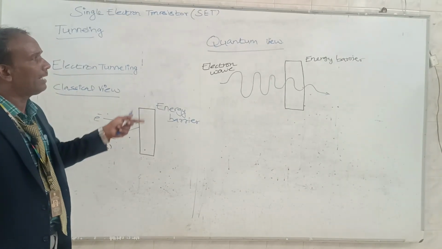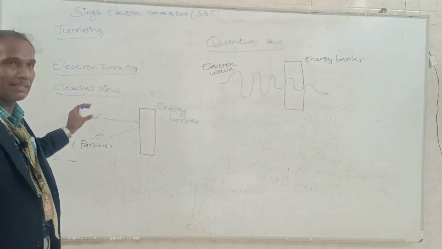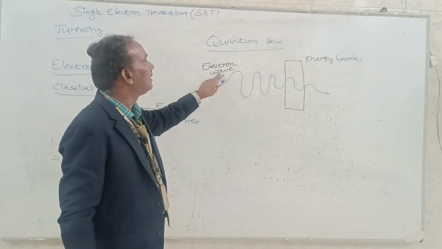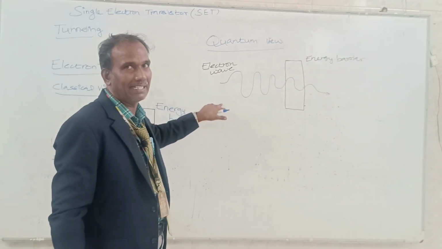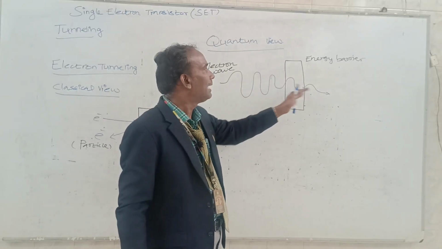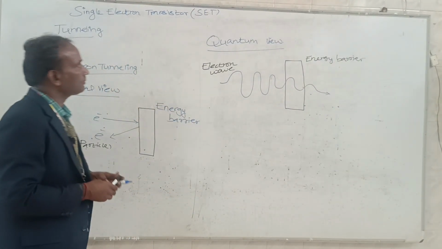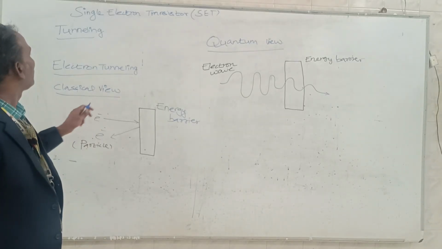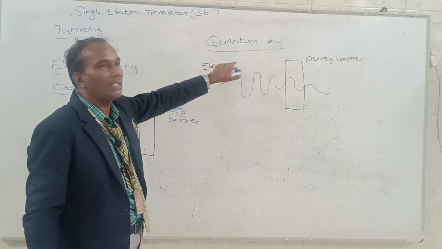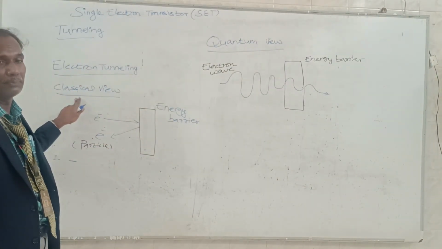The reason behind this is that in the earlier case, the electron exhibits its particle nature, but here the electron exhibits its wave nature. Since it exhibits its wave nature, it can penetrate through the energy barrier. Right. That's why electron tunneling is possible under the quantum view. It is not possible under the classical view.